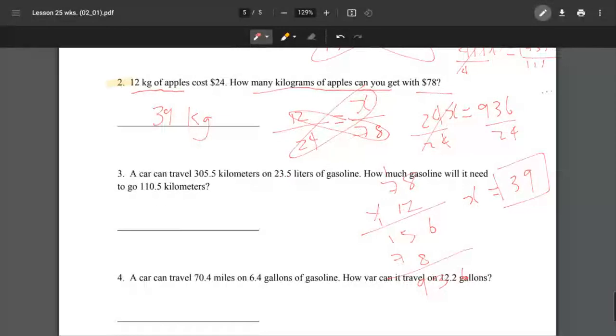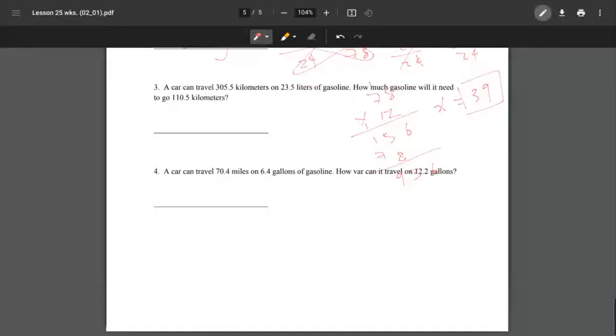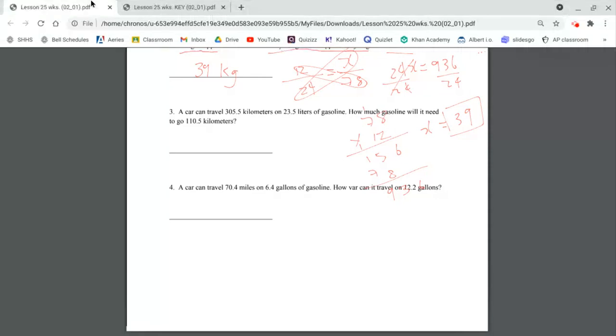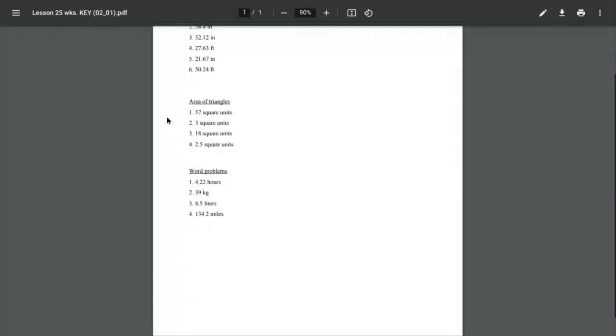Okay, so that's it. Go ahead and finish the worksheet, and here's the answer key.